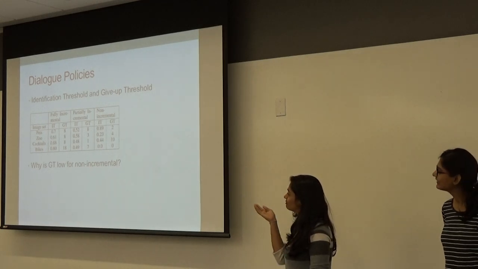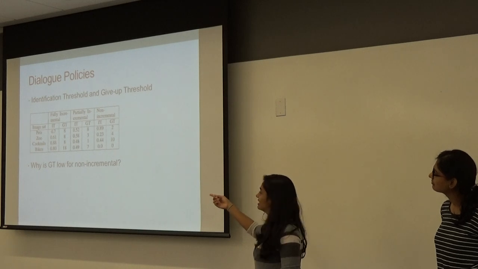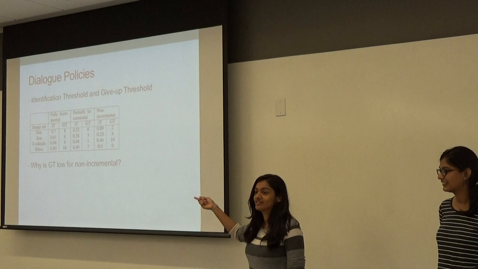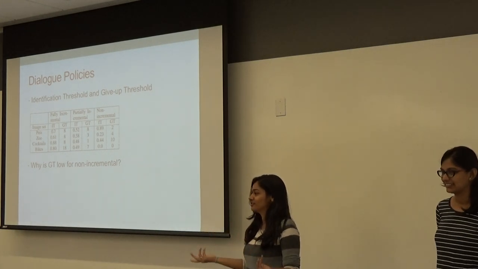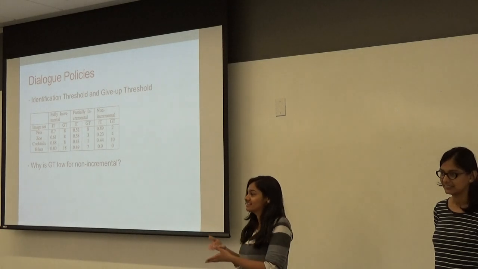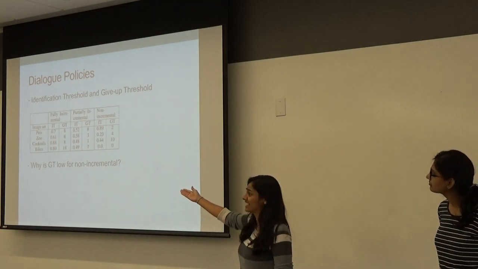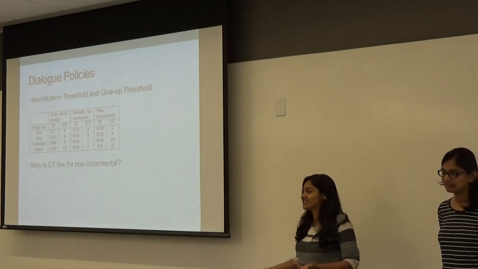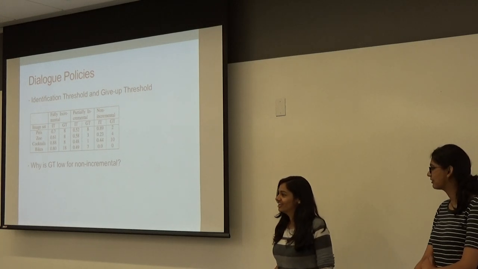So like, let's take the bikes category. If it got an image set from bikes and it was the person, the GT is zero. So literally in non-incremental, it will just give up as soon as the person finishes talking if it hasn't guessed till then. Whereas for full incremental, it has like 18 seconds. So if it still hasn't gotten it, it'll ask them to continue talking. Why do you think more?